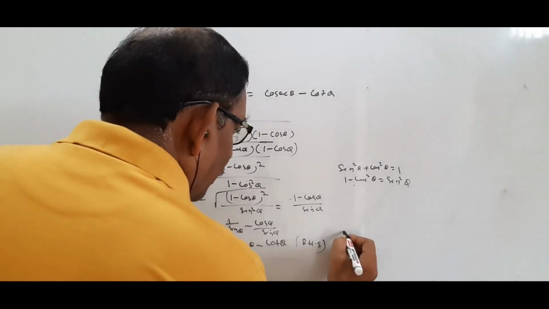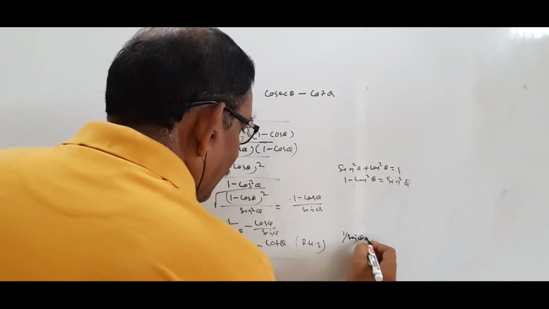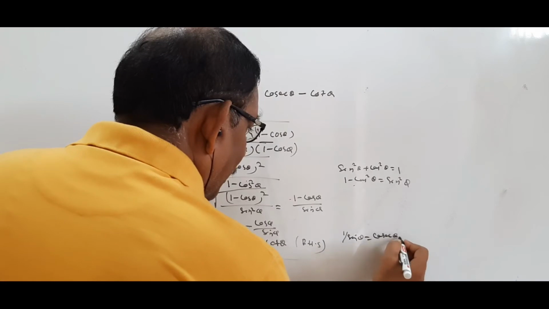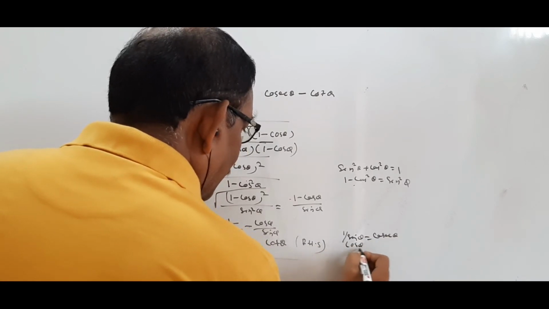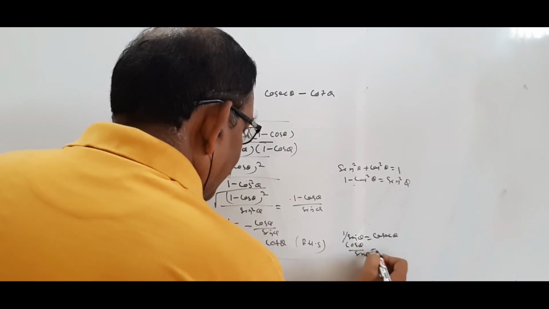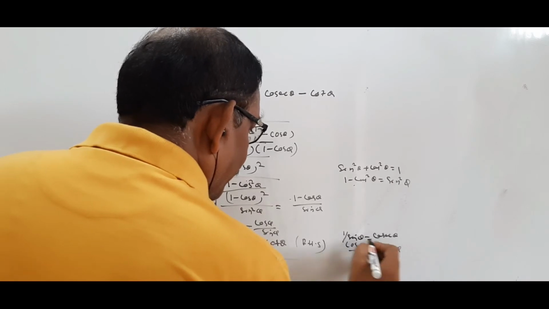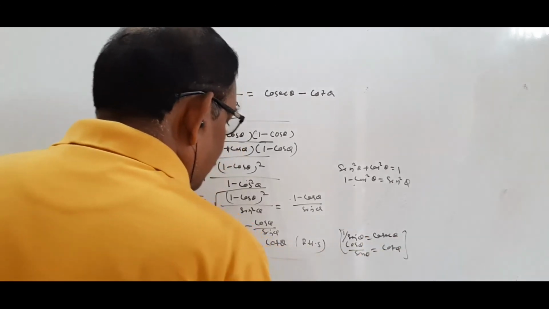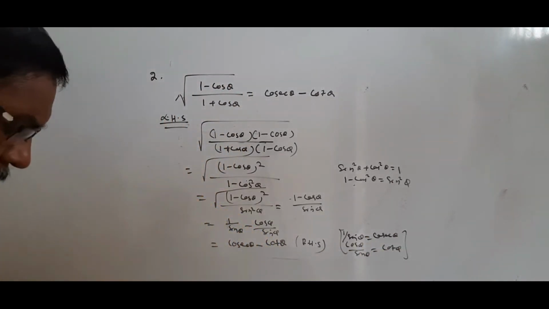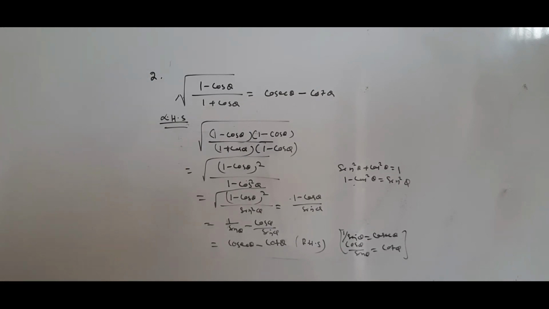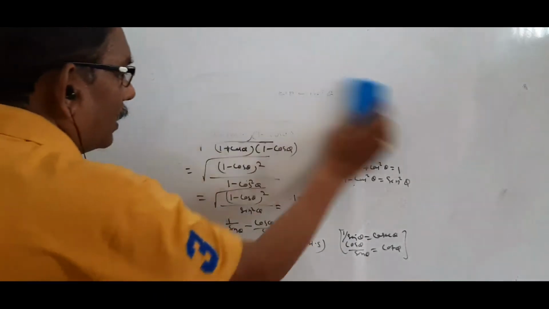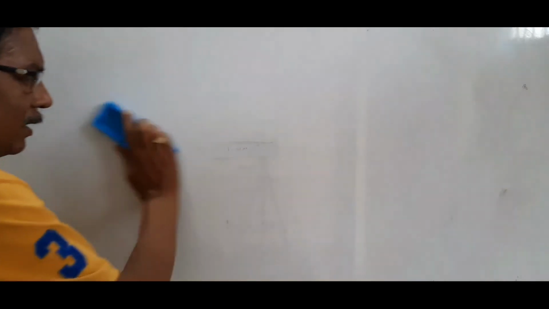Write down here: 1 by sin theta is equal to cosec theta, and cos theta by sin theta is equal to cot theta. So in this way, try to prove. Check another example.